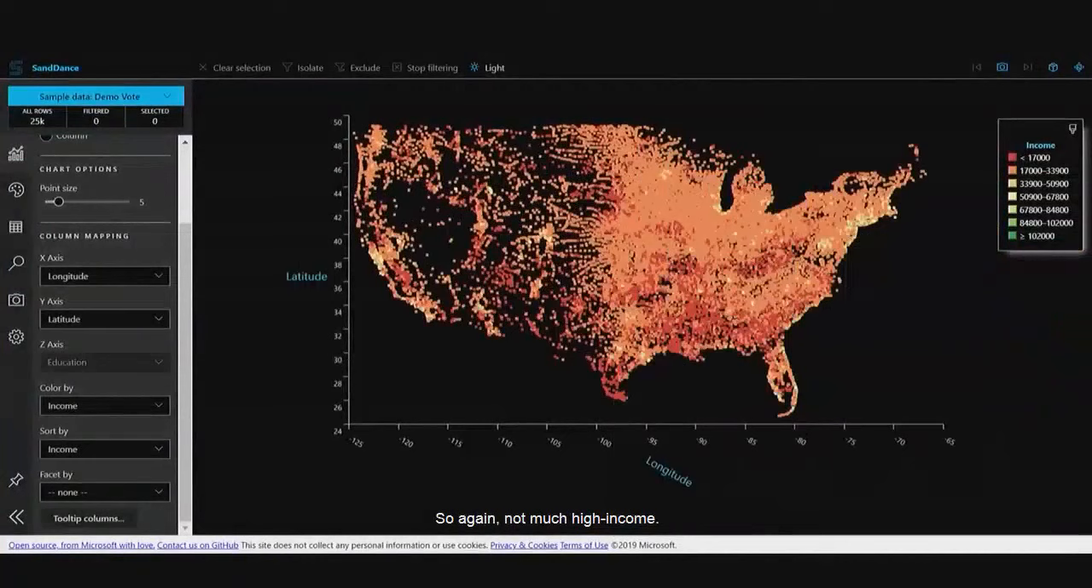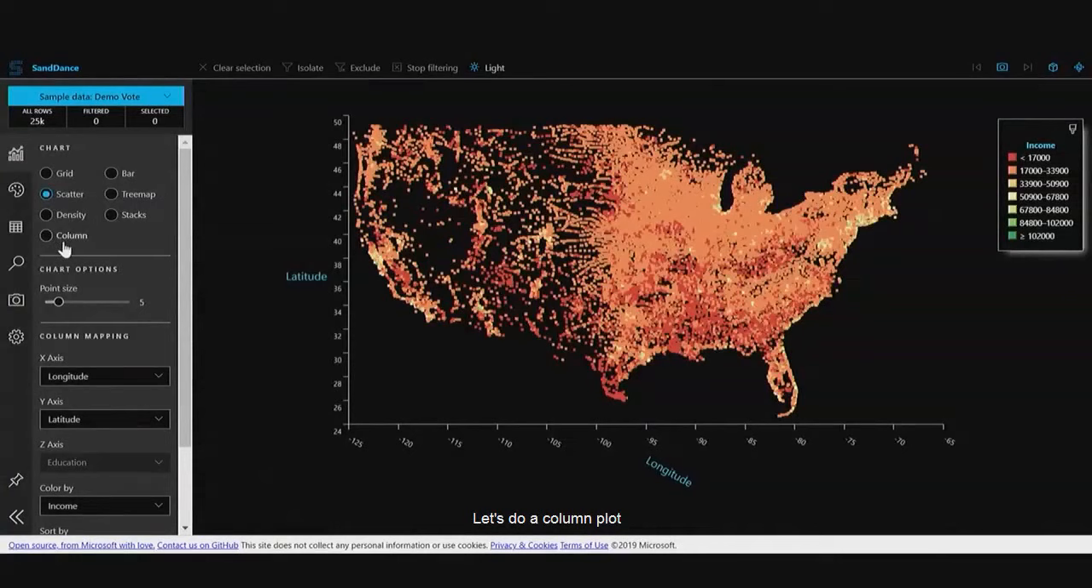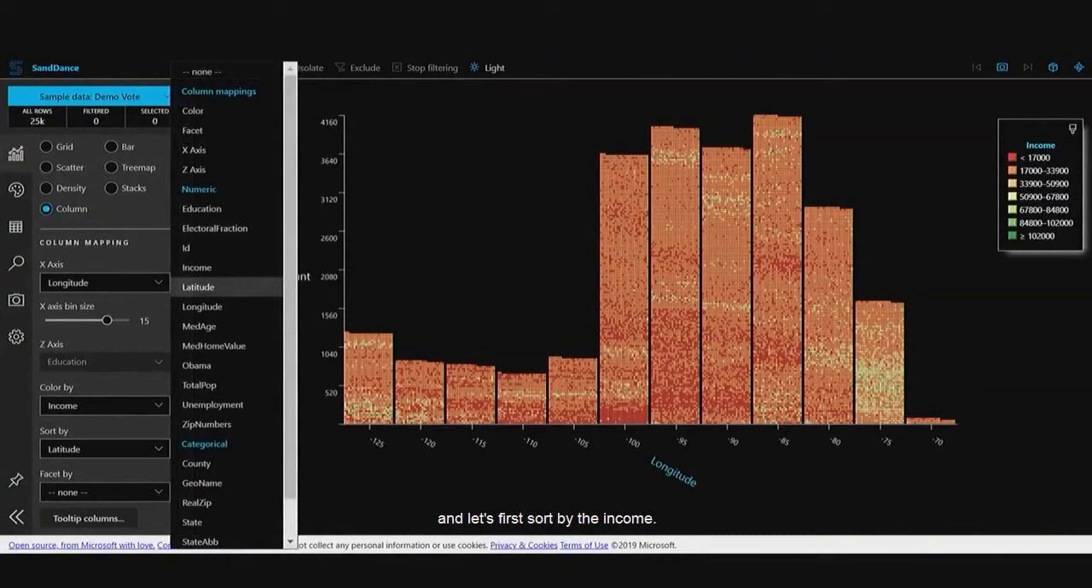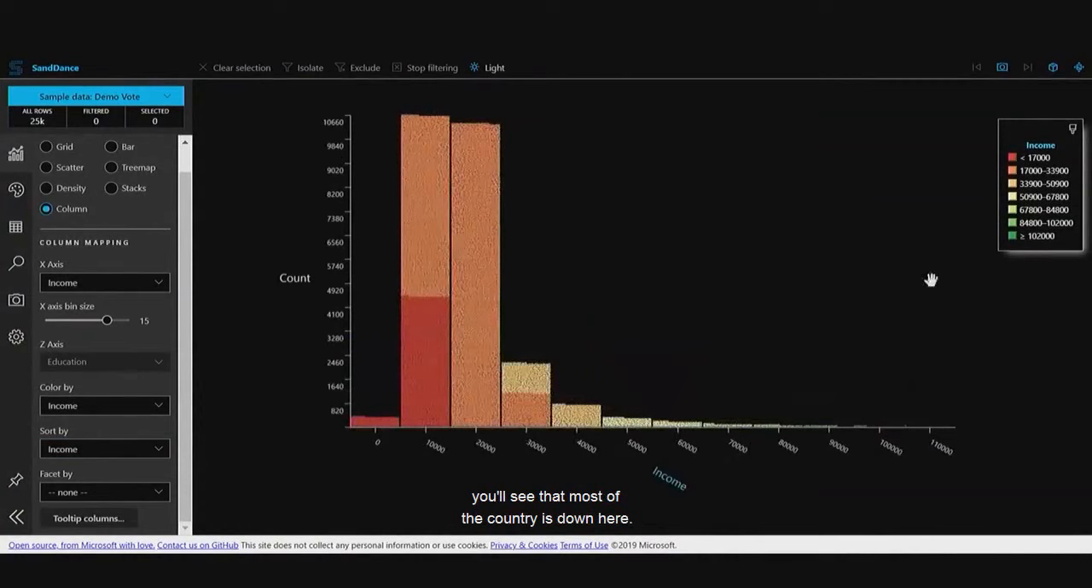In fact, if we do a histogram by income here, let's do a column plot, and let's first sort by the income. You can see in each of these spots, there's this little sliver of high income. Not much. Most of the places are at much lower income. And if we do a histogram by income over here, you'll see that most of the country is down here. This is the median income, and you're seeing that a lot of the country is living at or near the poverty level. That really shows this skew, at least in counties.